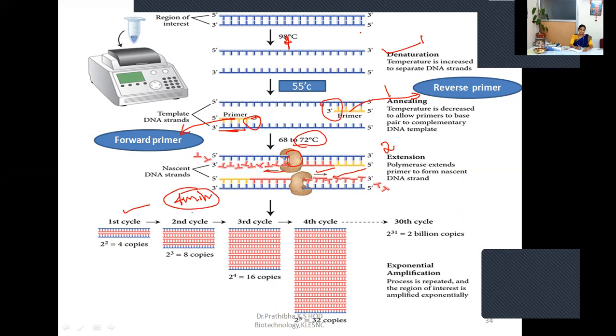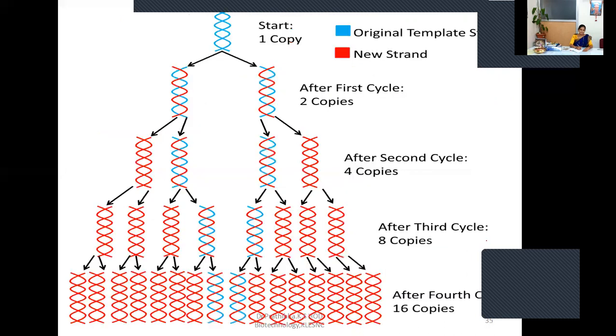So you can make out the first cycle, second cycle, third cycle, and here the fourth cycle. See, the original sample was only this one. Blue color was the original sample. At the 4th cycle, you are going to get 32 copies. If we go further to the 30th cycle, at that time we are going to get 2 billion copies. It means we can see here exponential amplification. It means the process is repeated and the region of interest is amplified exponentially. So this is all about the PCR machine and PCR mechanism.